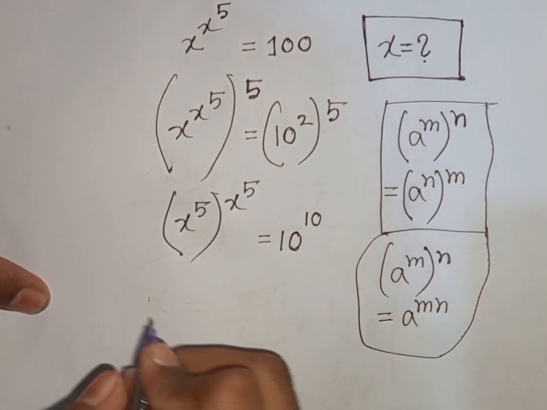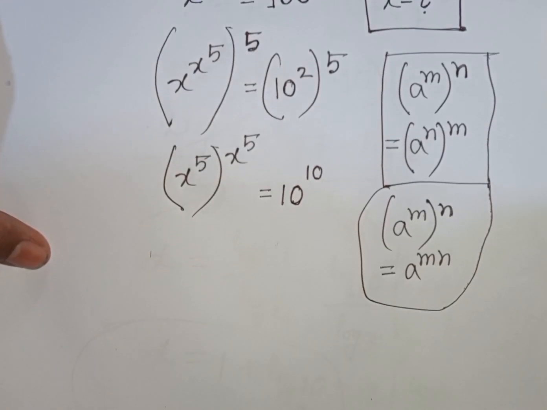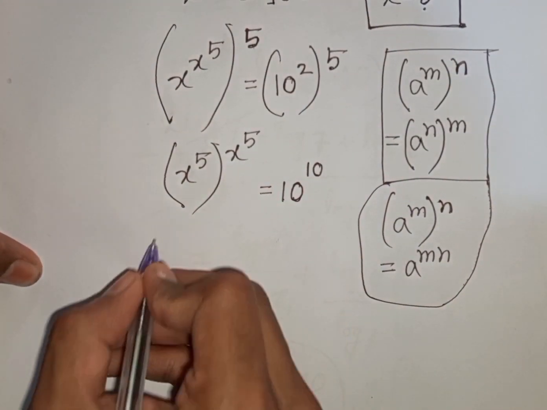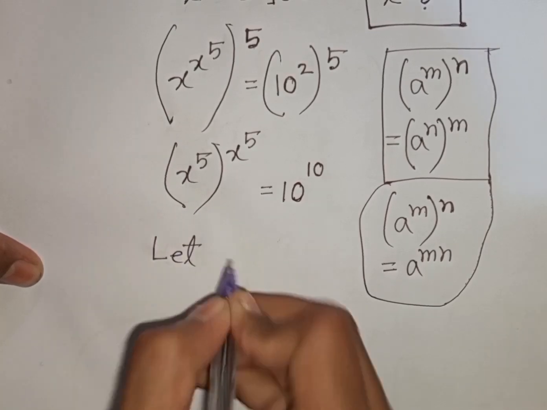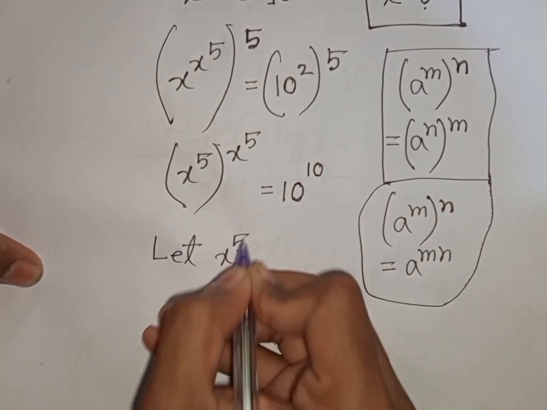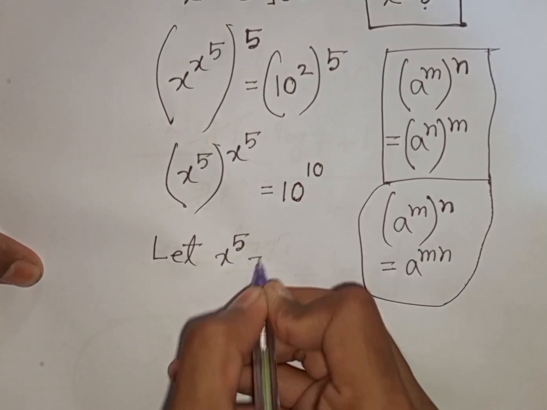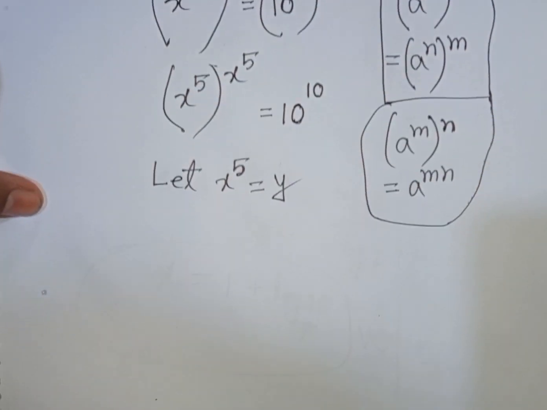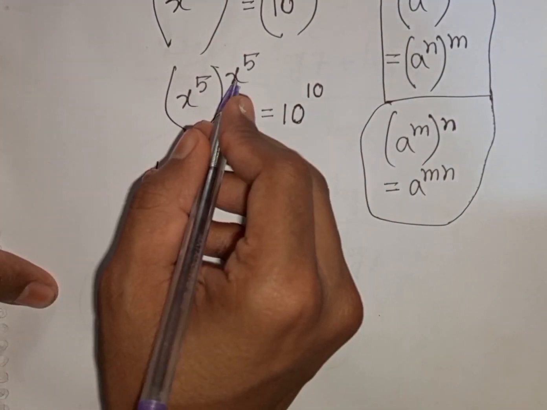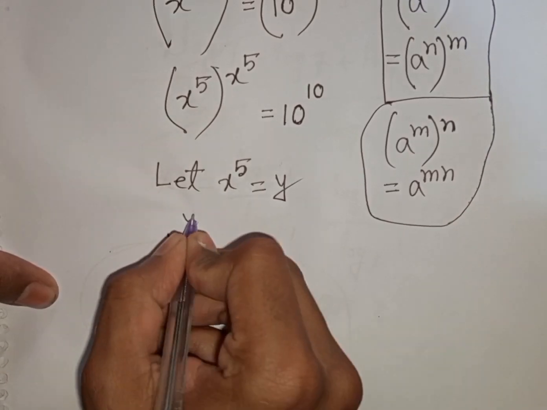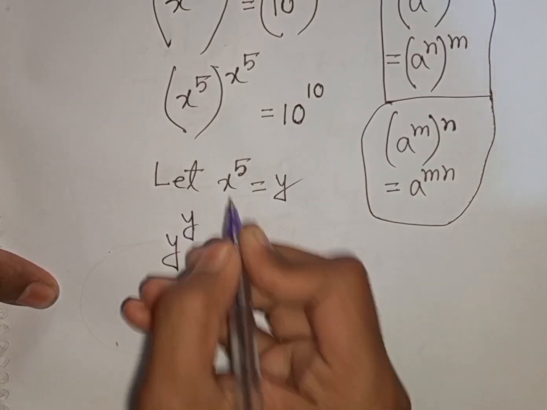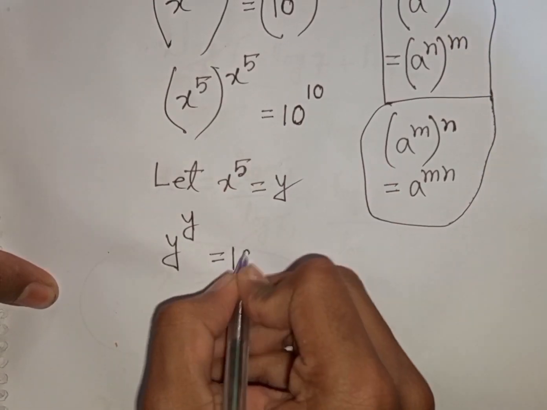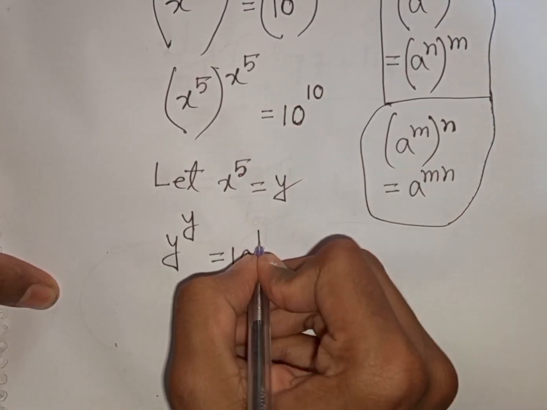Now we see x power 5, both terms are the same. So let x power 5 be substituted by y. So our equation will be y power y is equal to 10 power of 10.